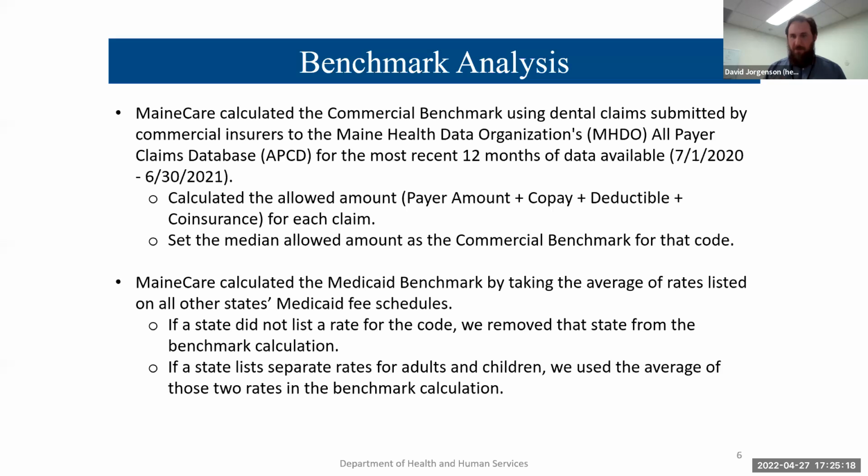The Medicaid benchmark was different. We didn't have claims data available for all Medicaid states. So instead, we looked at all fee schedules that are available on state Medicaid agencies' websites. We downloaded those and compiled every rate for every state and calculated our benchmark as the average of all other states' Medicaid fee schedules. If a state simply just didn't list a rate for that code, then they were removed from that benchmark calculation. And some states have rate differentials for adults and children. We weren't going to create a rate differential ourselves. So we averaged those two rates to come up with an average rate for any state where they did have that differential.